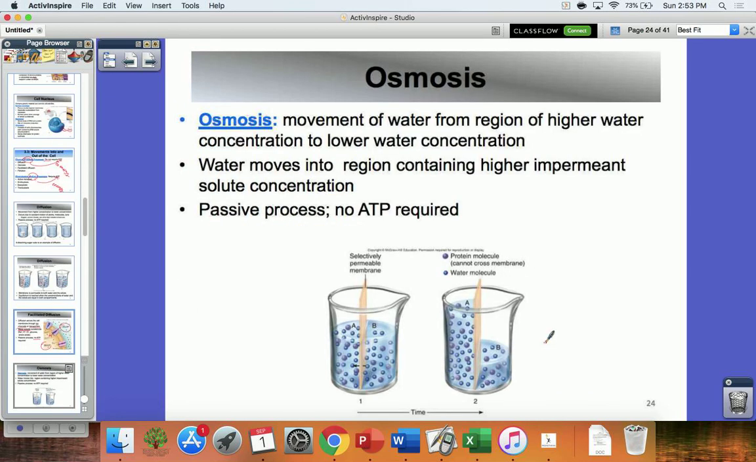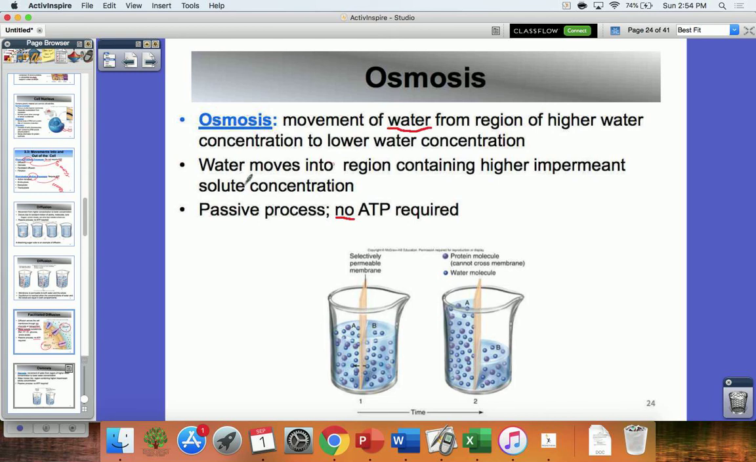Now we have osmosis. Osmosis is still a type of passive transport, no ATP required. But in this case, specifically, we're talking about the passing of water. So the movement of water, and again, we're talking about from high concentration to low concentration. Okay? So this is where the movement of water is going from high concentration to low concentration.